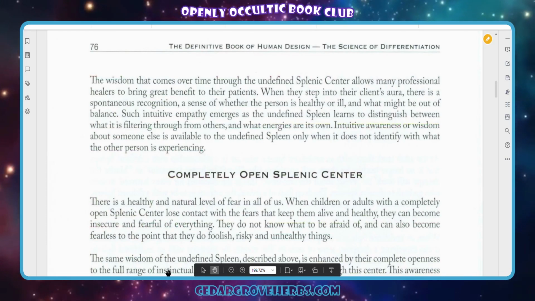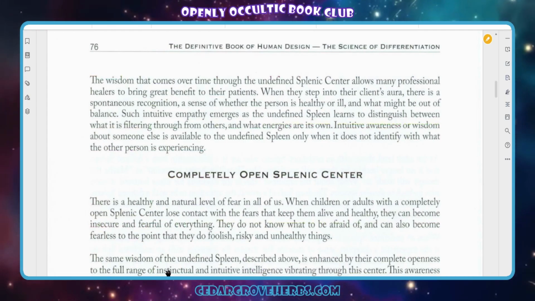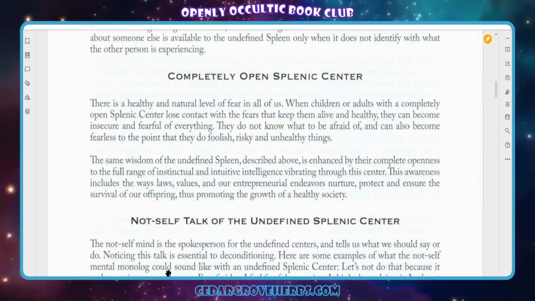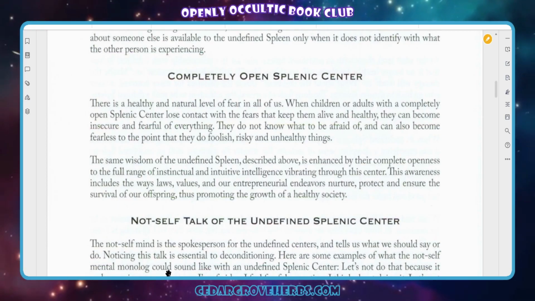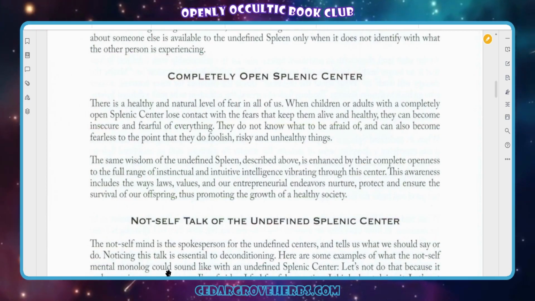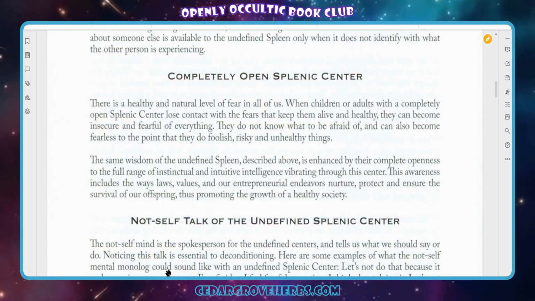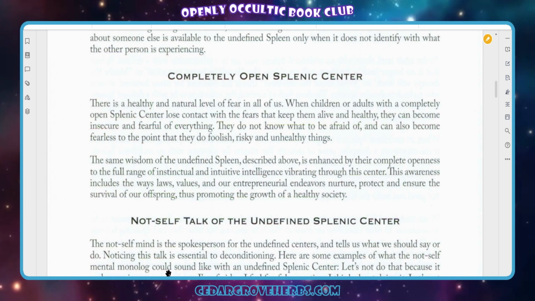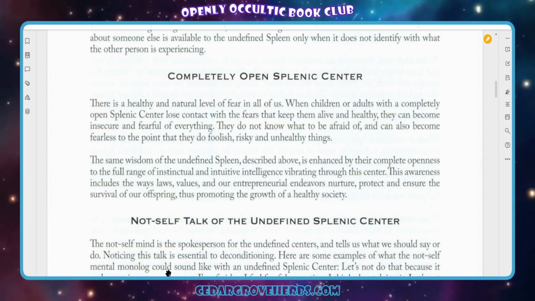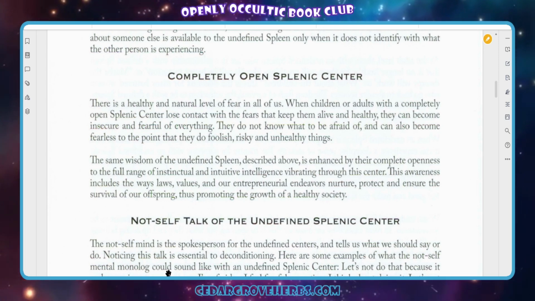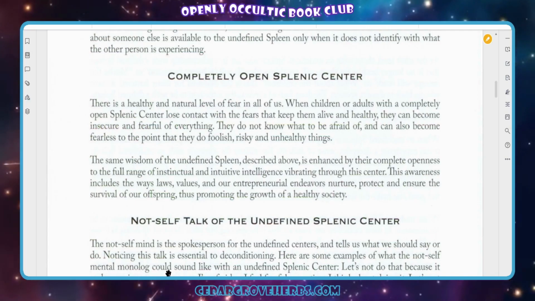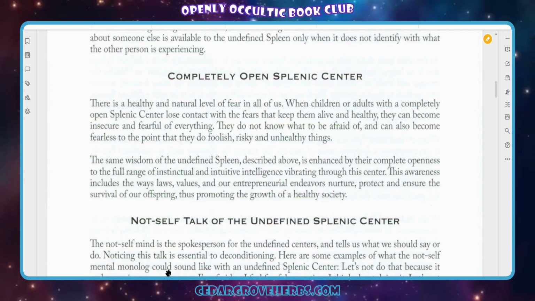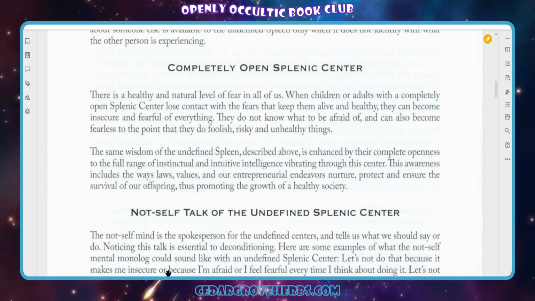All right, completely open splenic center. There's a healthy and natural level of fear in all of us. When children or adults with a completely open splenic center lose contact with the fears that keep them alive and healthy, they can become insecure and fearful of everything. They do not know what to be afraid of and can also become fearless to the point that they do foolish, risky, and unhealthy things.